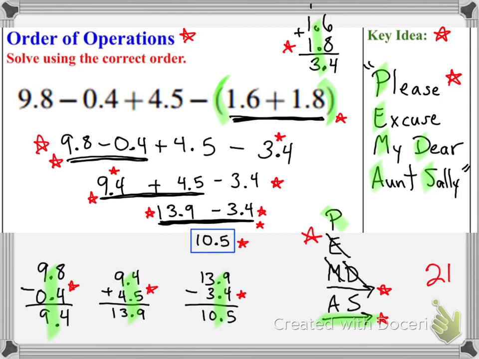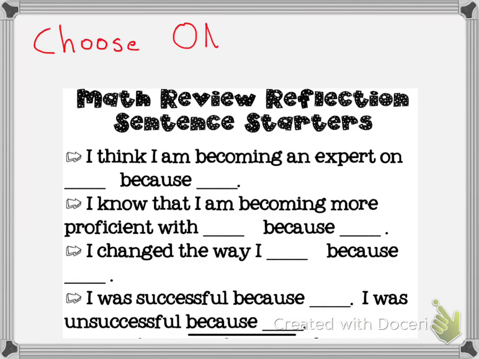Okay, in this question, we have 21 total stars. Count how many you got on your paper, and then put that on the top of the 21, so you can have your fraction there. And then finally, we have the reflection.